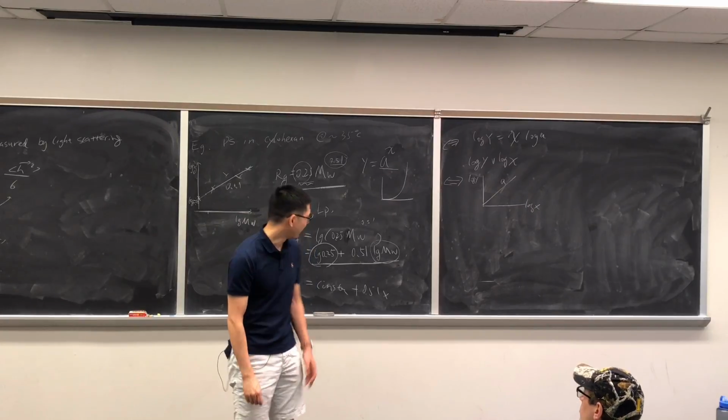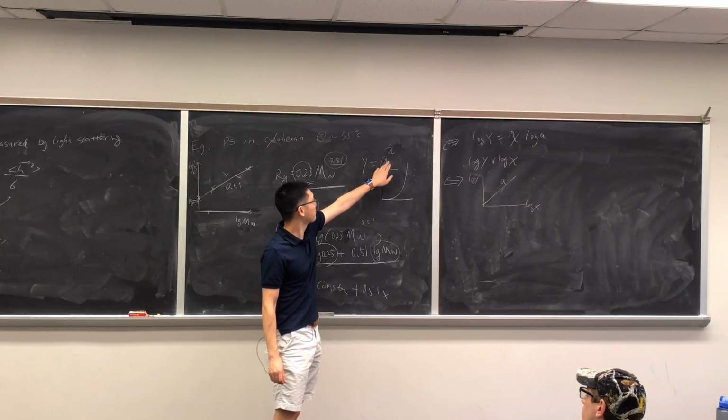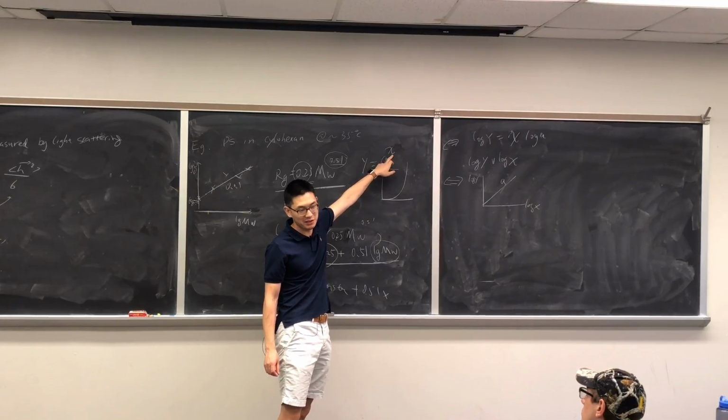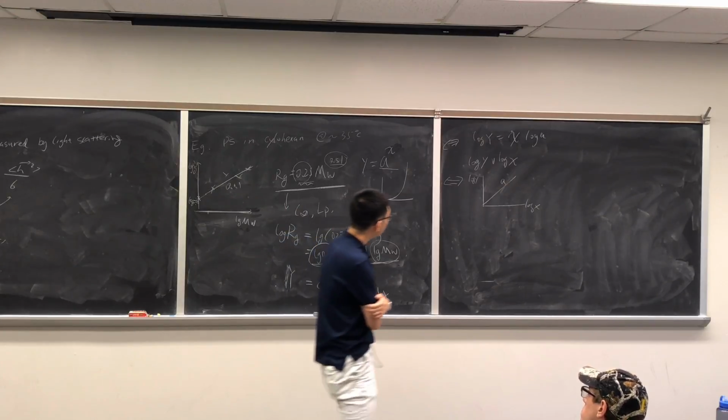Okay? So now we understand how this log works, because anything exponential you have to plot in a log way so that it becomes linear. Okay?